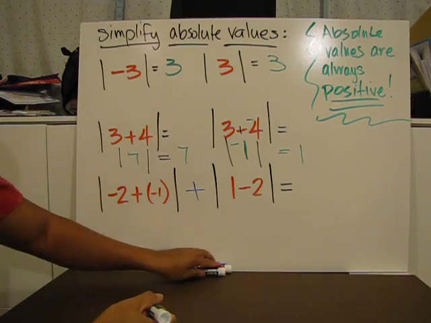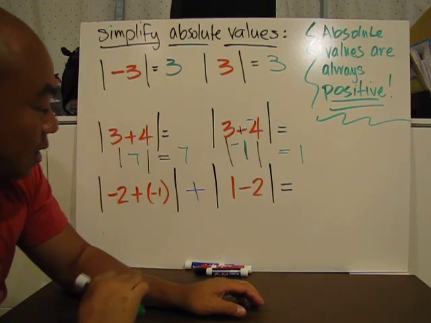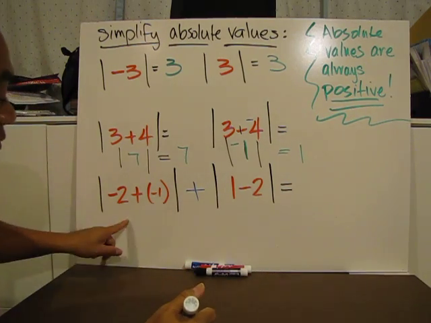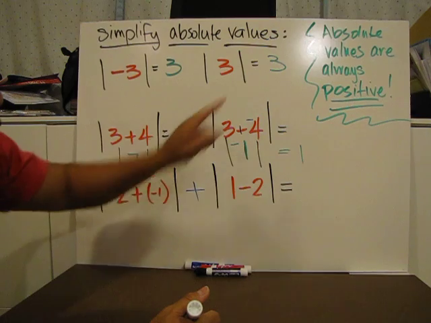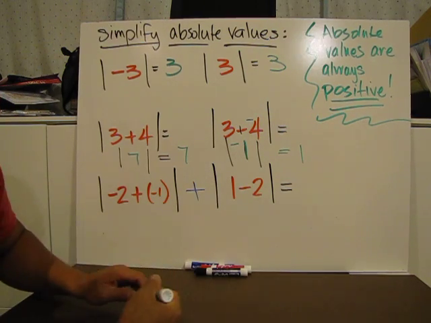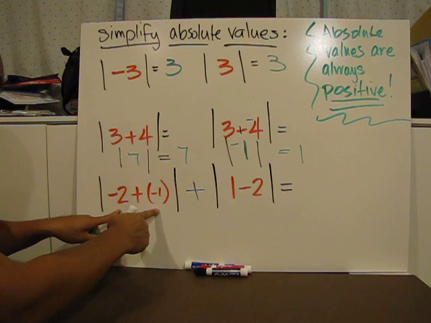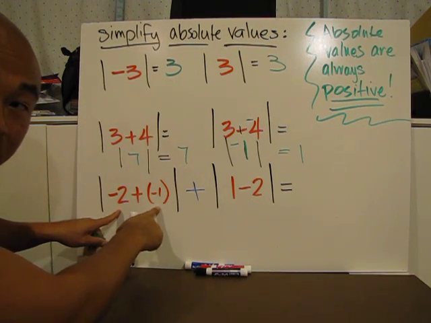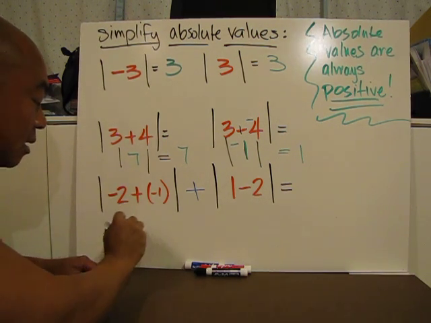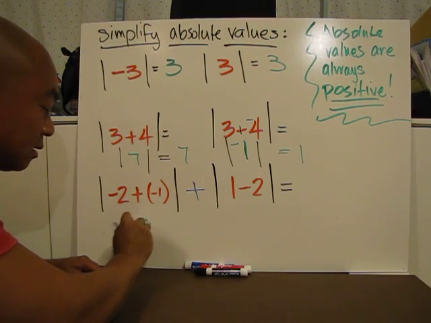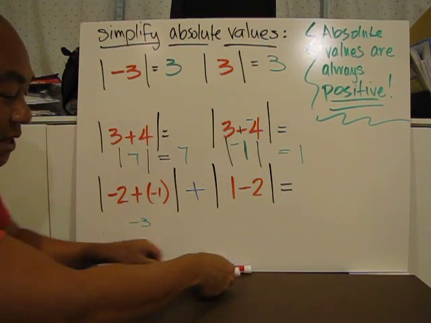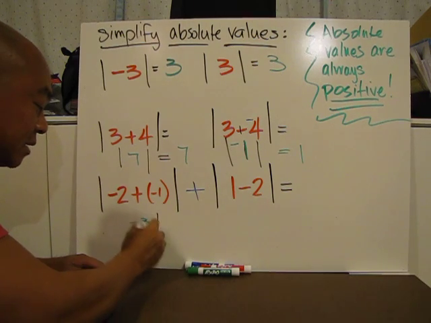Alright, what if you have a much larger question? Well, if you just go one at a time, you'll still get the same answer. So here we have -2 plus -1, and again, addition rules. Negative plus negative is going to give you a -3, because if you have two negatives, you're just adding the numbers and then keeping the sign.